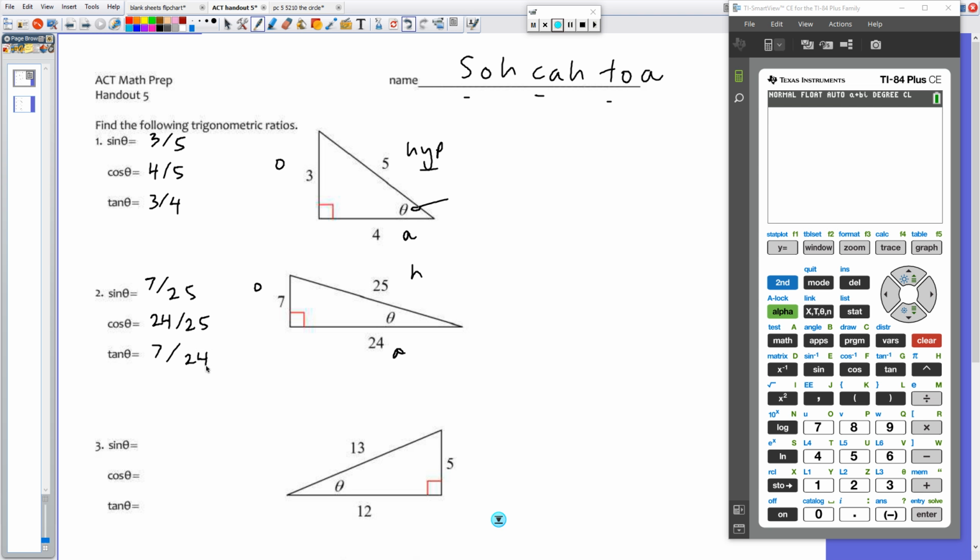On this one here, the 13 will be our hypotenuse. Since the theta is over here, that makes the 5 over here the opposite, and the 12 down here is our adjacent. Sine, opposite over hypotenuse. Cosine, adjacent over hypotenuse. Tangent, opposite over adjacent.